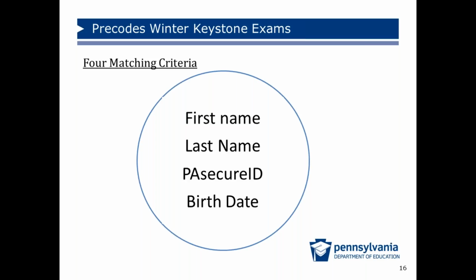The formatting criteria are first name, last name, birth date, and PA Secure ID. Most of these fields are now part of the DQE rules when the LEA submits data. And this year, DQE will check last name, birth date, and PA Secure ID.